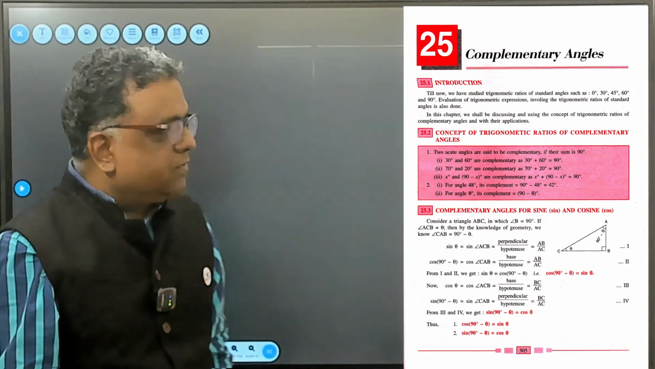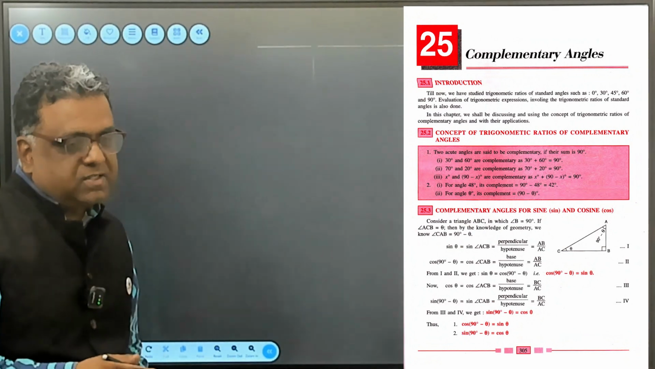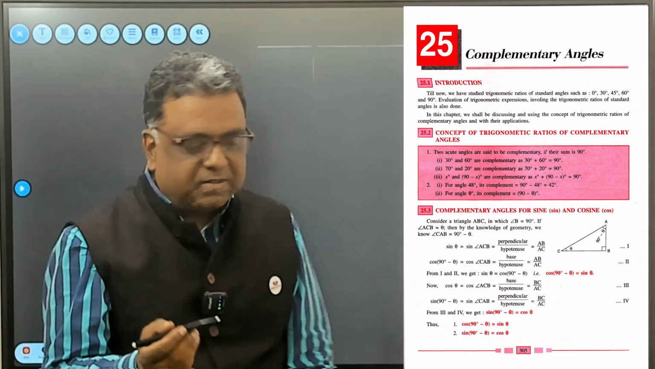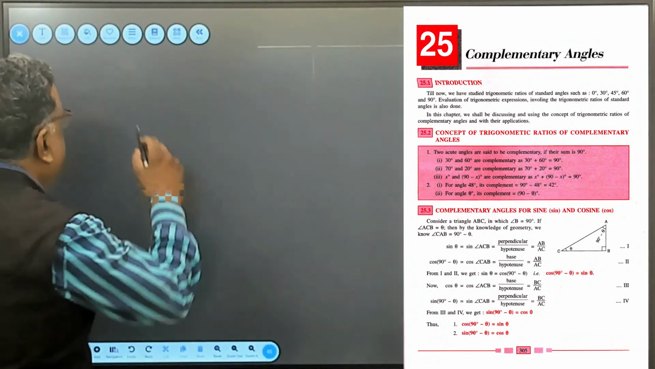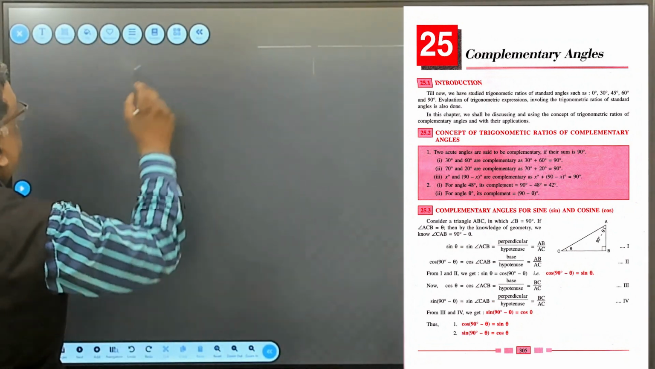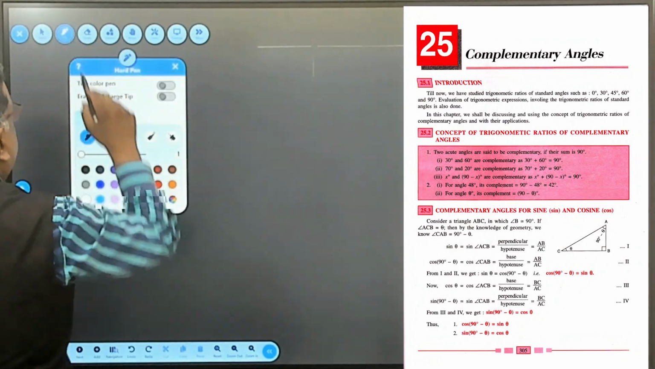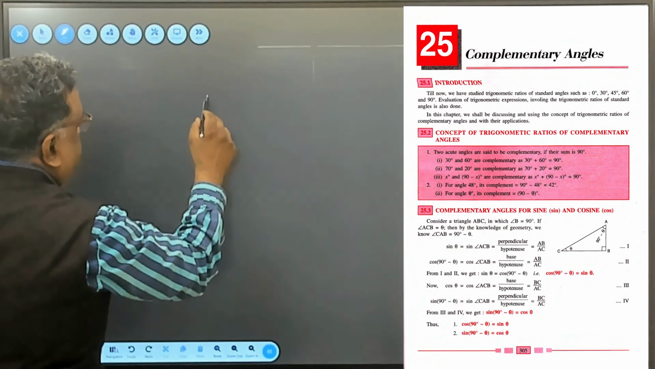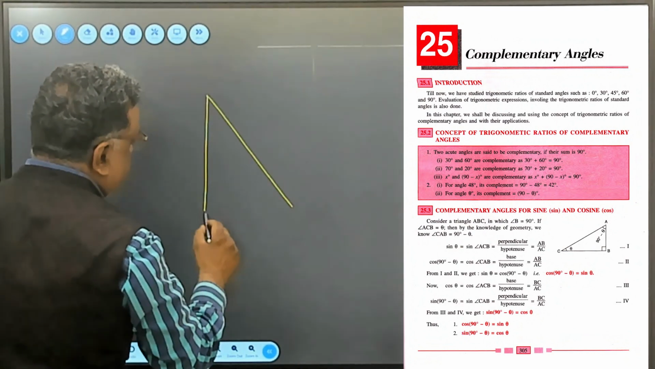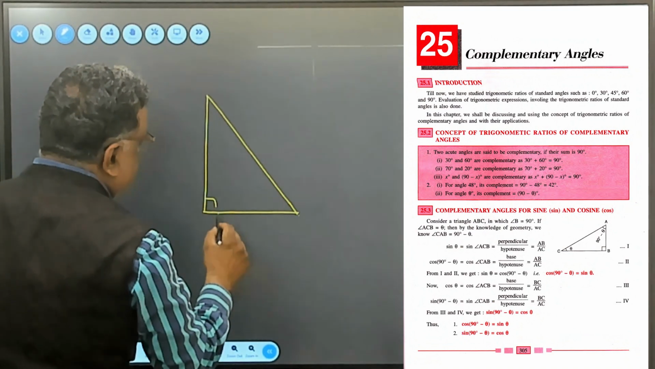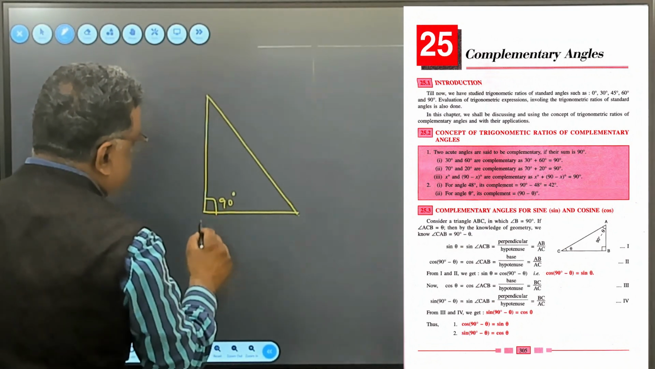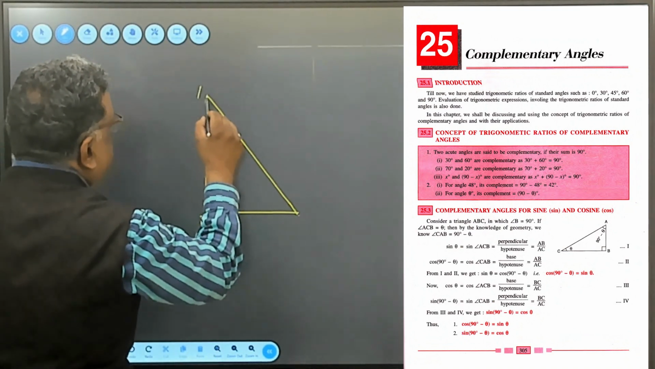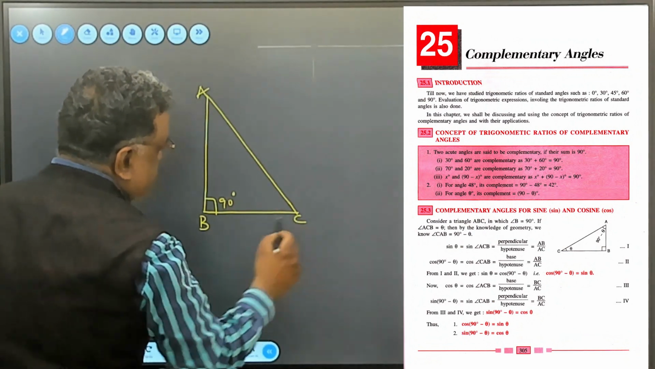Now we will be starting with complementary angles. We'll first understand what you mean by complementary angles. So let us say I have a right angle triangle. This is 90. Let us say this is B, this is A, and this is C.